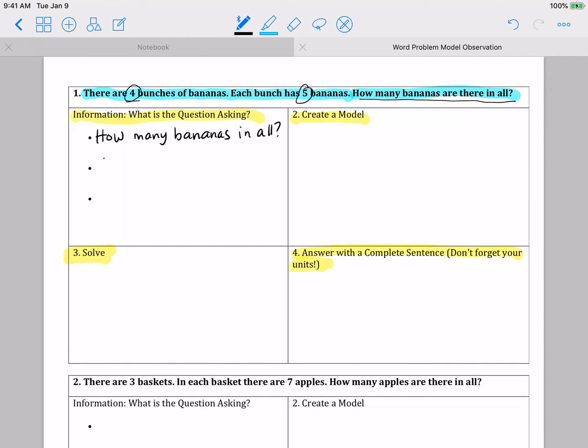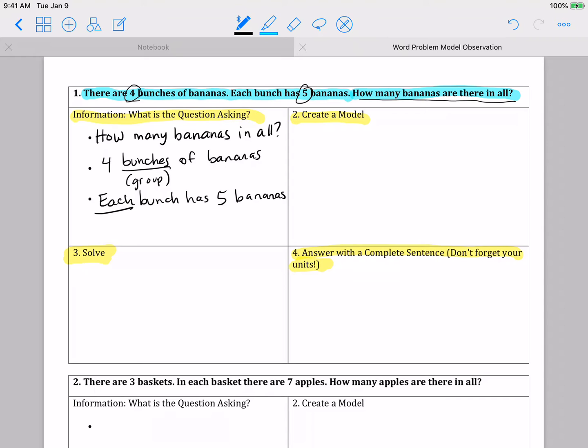What do we know? 4 bunches of bananas. A bunch is a group. Okay, this is our group. Each group, each bunch, so each, our important word here, each bunch has 5 bananas. Okay, so that's our information. So you need to write all of this down on your sheet.